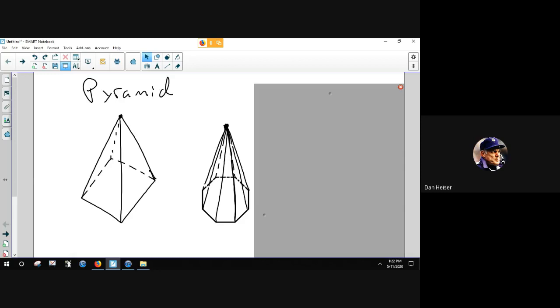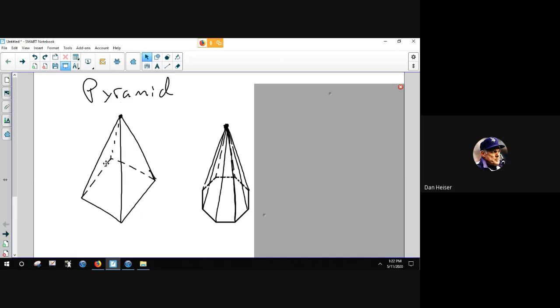Our next lesson on solids starts out with the pyramid. If you take a prism, chop the top face off, and then have all the lateral edges collapse to a single point, you end up with a pyramid. Here I have two examples of pyramids.